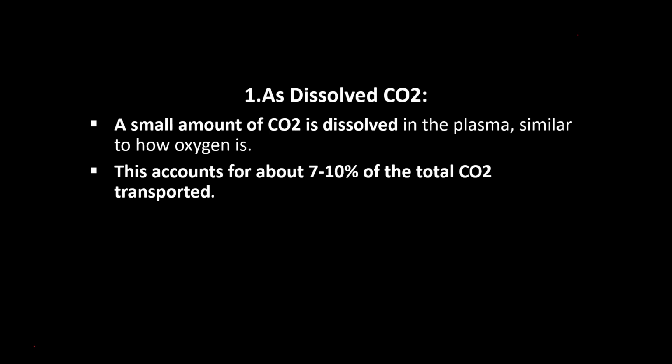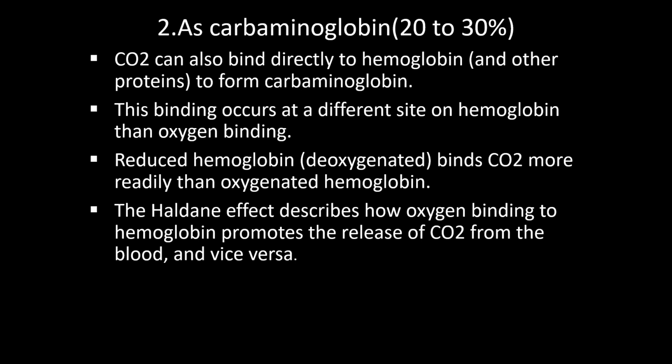Now, as dissolved carbon dioxide, only 7 to 10% of total carbon dioxide is transported through plasma, just similar to oxygen. Number two, carbon dioxide is also transported in the form of carbaminohemoglobin, and it is about 20 to 30%. In this process, carbon dioxide directly binds to hemoglobin to form carbaminohemoglobin.